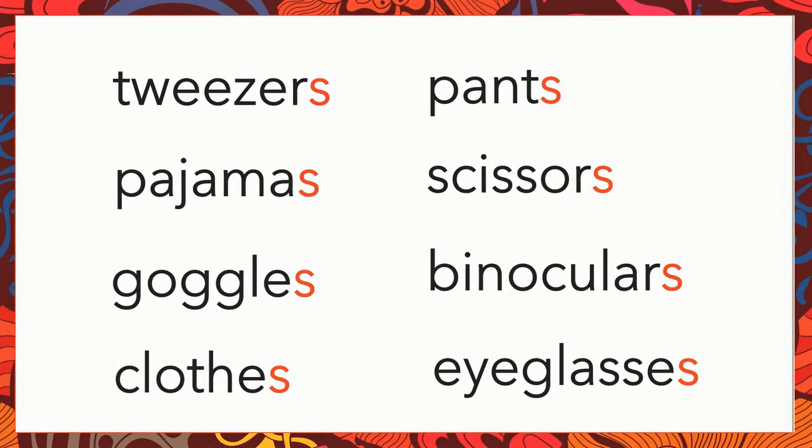Now, I just want to include this slide because I think it's very important for us to remember. Here are examples of words that require the letter S in the end. Forever and ever. Okay? Like tweezers, pajamas, goggles, clothes, pants, scissors, binoculars, and eyeglasses.